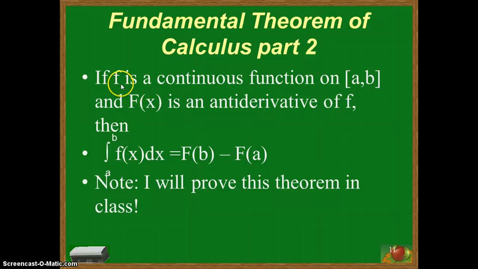Part 2 of the fundamental theorem. This is sort of a more practical, applied part of the theorem. It says if f is a continuous function on [a, b], and F is an antiderivative of f, then the integral from a to b of f of x can be evaluated by taking the antiderivative at b minus the antiderivative at a. I will prove this theorem in class.